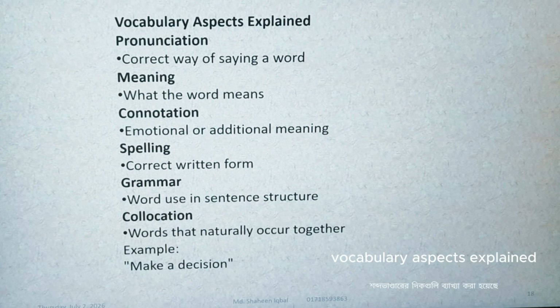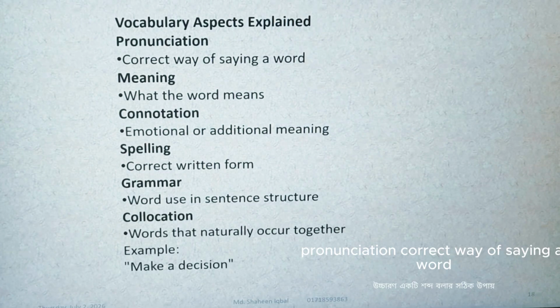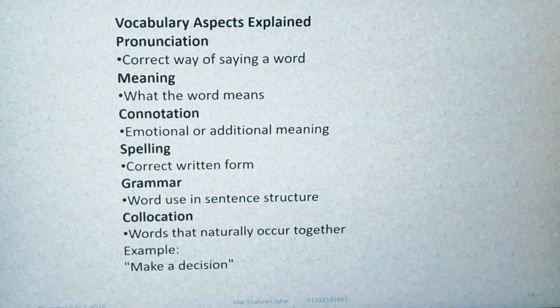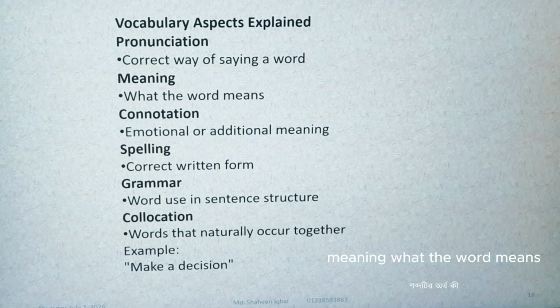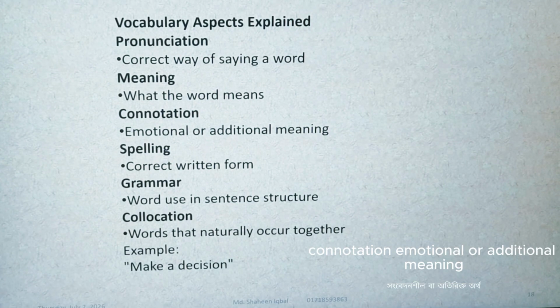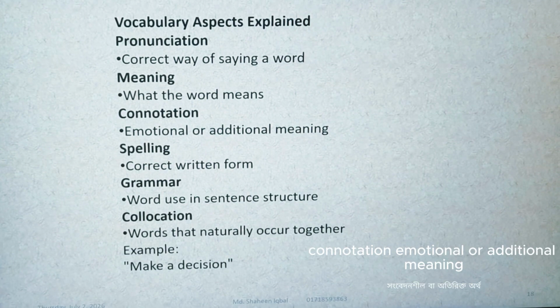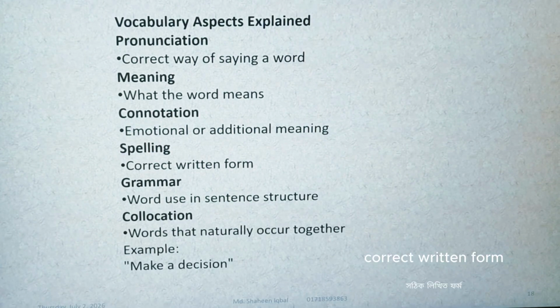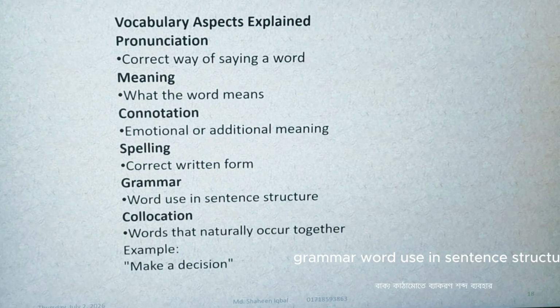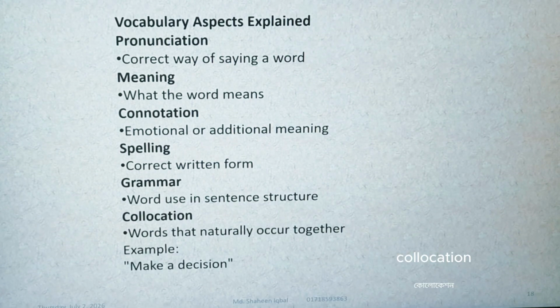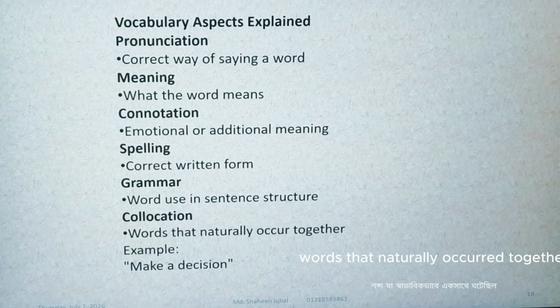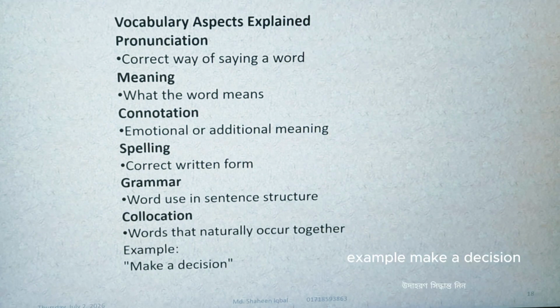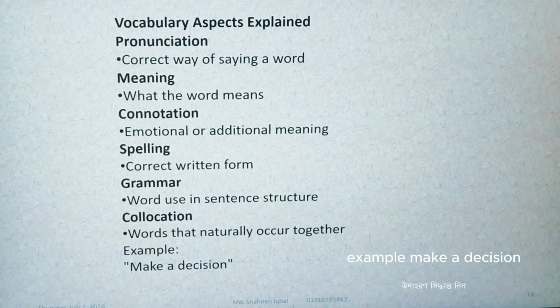Vocabulary aspects explained. Pronunciation: correct way of saying a word. Meaning: what the word means. Connotation: emotional or additional meaning. Spelling: correct written form. Grammar: word used in sentence structure. Collocation: words that naturally occur together. Example: make a decision.